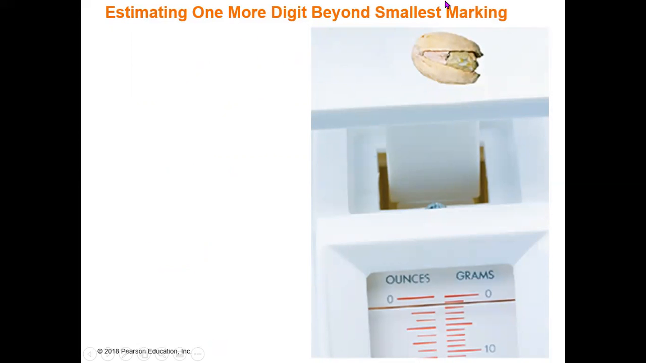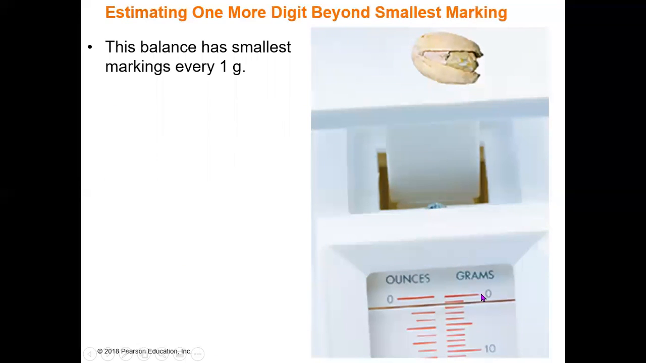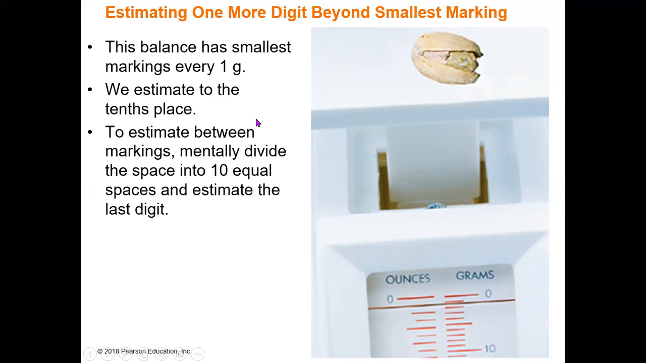Estimating 1 more digit beyond the smallest marking. In this example, we want to measure the mass of these nuts, and the balance has the smallest marking every 1 gram. So we have 0 gram, 10 gram, and 10 markings between 0 and 10, so each marking is 1. We estimate to the 10th place. So that's how we measure correctly using the instrument.